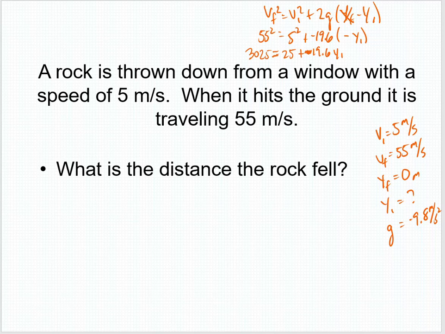Now it's just a matter of doing some simple algebra here. Subtract 25 from both sides. 3,000 equals 19.6 Yi. Divide by that 19.6, and we get a Yi that is equal to 153 meters.